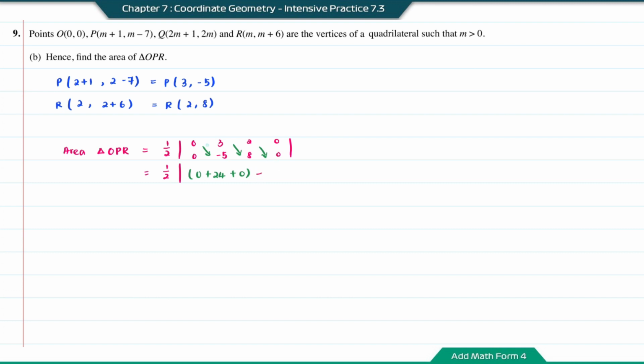Then minus the sum of all products in these directions. 0 times 3, 0. Negative 5 times 2, this will be negative 10. And 8 times 0, this will be 0. So this will equal to 1 over 2. The first bracket, the answer is 24. Then minus the answer in the second bracket, negative 10. So this is equal to 1 over 2 times 24 plus 10, which is equal to 34. 1 over 2 times 34, the answer will be 17 units square.